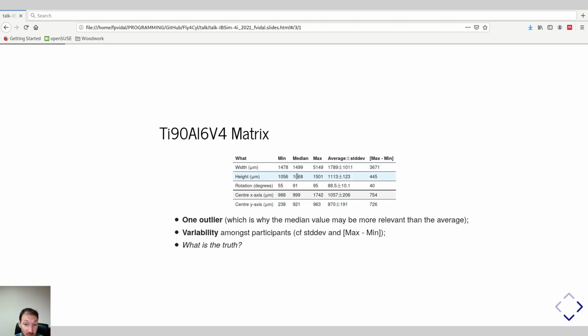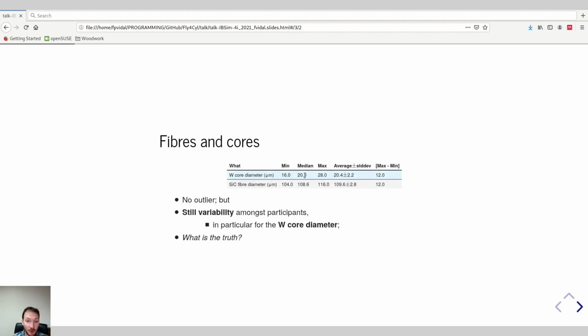The median is probably quite a good guess, but then the question is how many participants do you need to find a good median value? For the cores, see, the range here is 12 micron for something that is very small. This is a huge range. For the silicon carbide fiber, the range is also 12, but this is a much larger object, so 12 is probably not that significant. So we can see again here that it's very hard to rely on manual measurements, at least on this data.